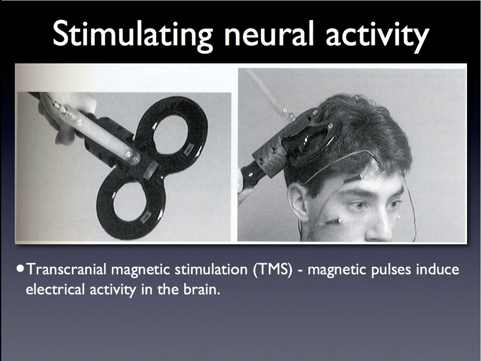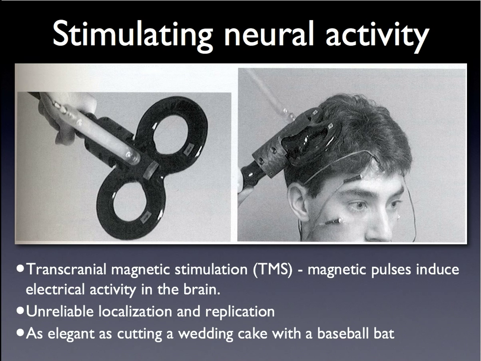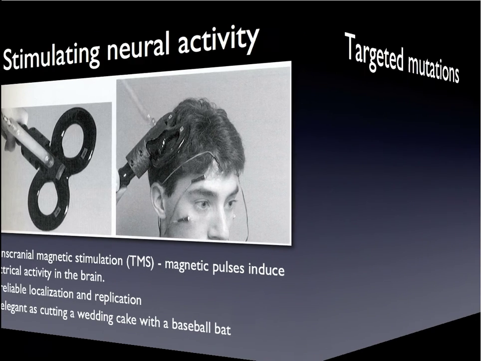You can't knock out one or two neurons. You're going to be knocking out huge sections of the brain. So it's not incredibly useful, but you can learn a lot of interesting things from that technique. But it does have unreliable localization. As I say, it's about as elegant as cutting a wedding cake with a baseball bat. I mean, you're going to learn something from it. It's going to get the job done, but it's not going to be very pretty.